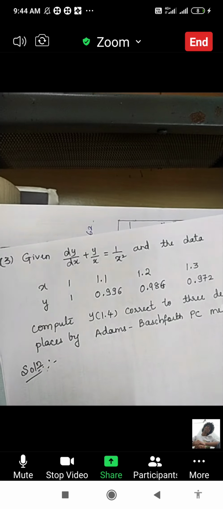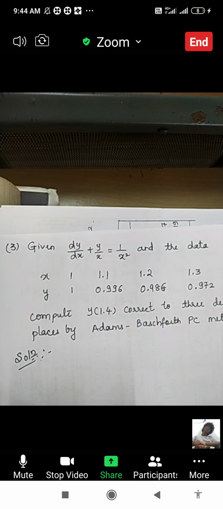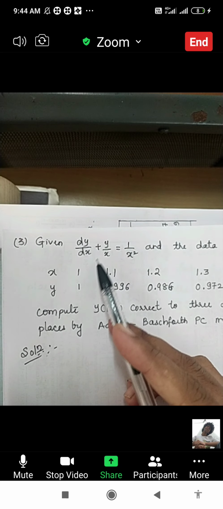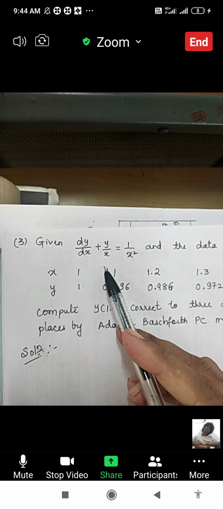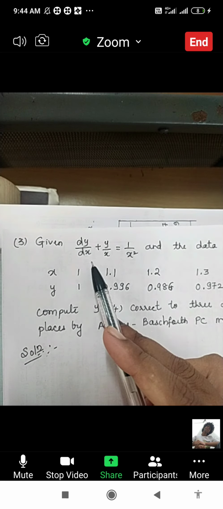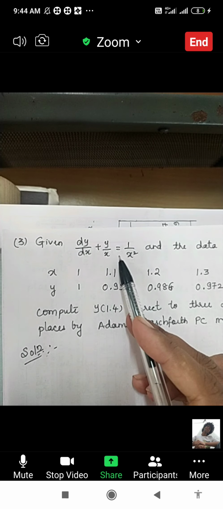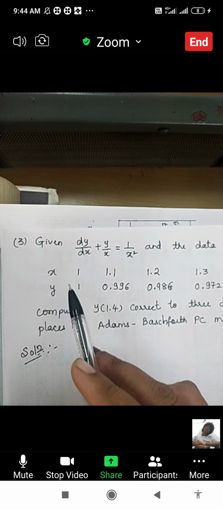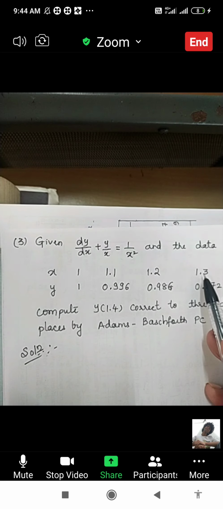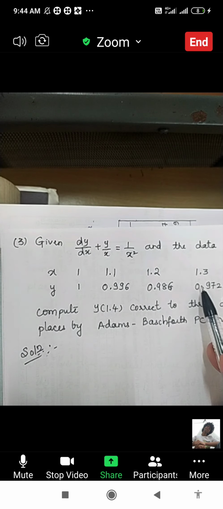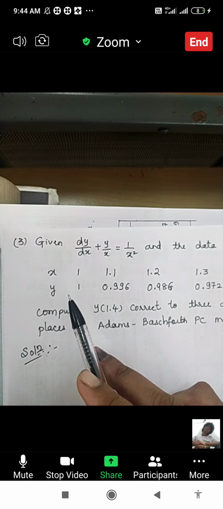Yes. Write this. Given dy by dx plus y by x equal to 1 by x square. I repeat, dy by dx plus y by x equal to 1 by x square, and the data. They have given the values of x with a difference of 0.1, and the y values also. Shall I dictate? Are you writing the question?